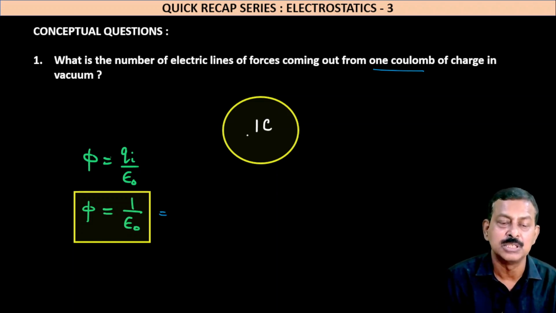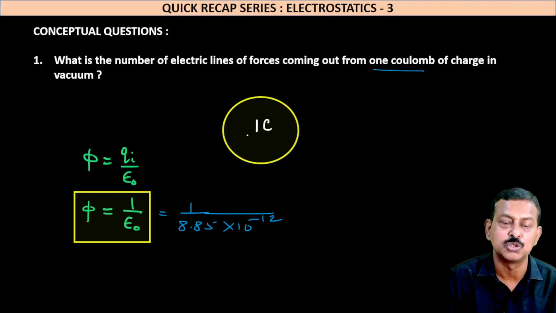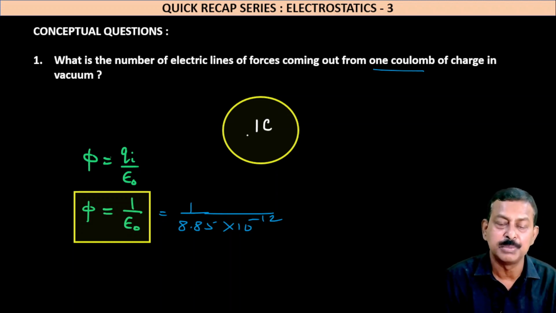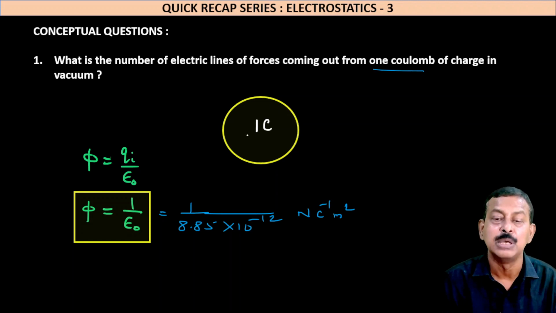So this will be 1 by 8.85 into 10 to the power minus 12, and that much will be the flux. The unit is Newton meter square per coulomb. So that is the value of the electric flux, because you have taken 1 coulomb of charge in vacuum.